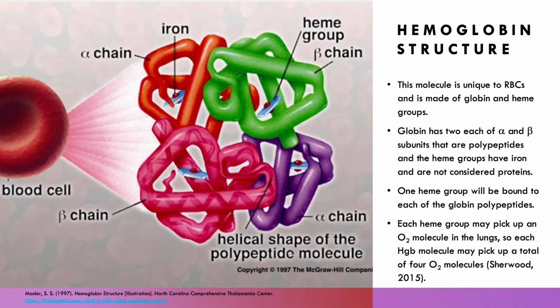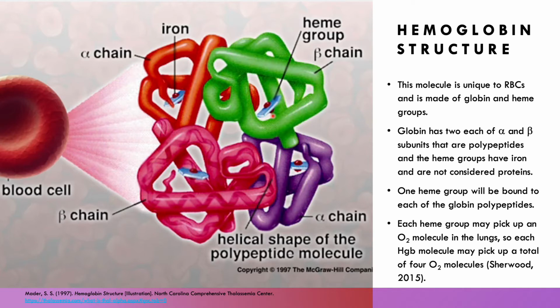Hemoglobin structure. Hemoglobin is very unique in that it can only be found in red blood cells, and it is made of a globin and a heme group. Globin has two of each alpha and beta subunits, and we can see the two alpha subunits or chains, and then we have the two beta groups right here. They are considered to be polypeptides, and then you do have the heme group. Each heme group does have an iron embedded within it. These heme groups are not considered to be proteins.